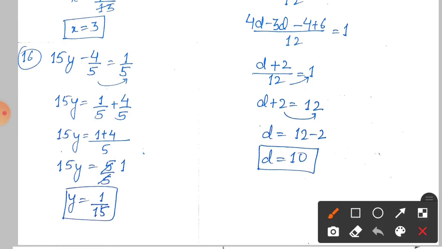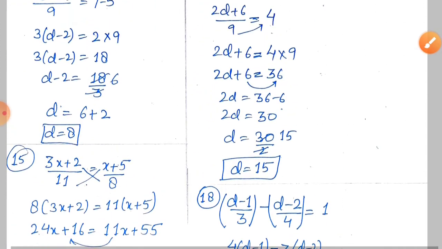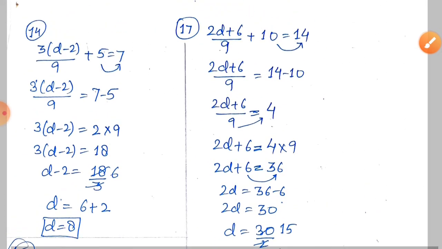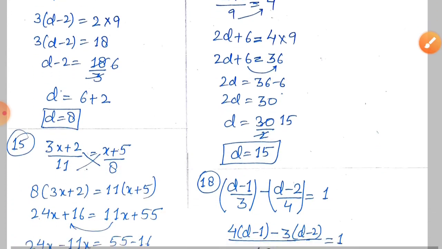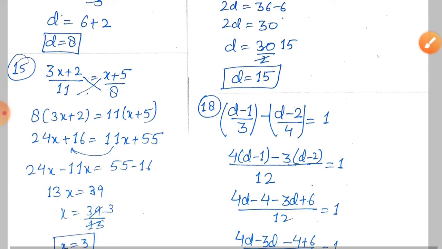Come to question number 16. In question number 16, fractional terms are there. So first transpose minus 4 by 5 towards the right side, and since they are like fractions, we will add, and thus we get y is equal to 1 by 15. In question number 17, again the first step, transpose the integer, and then the division is transposed towards the right side, and thus simplifying we get the value of d as 15.